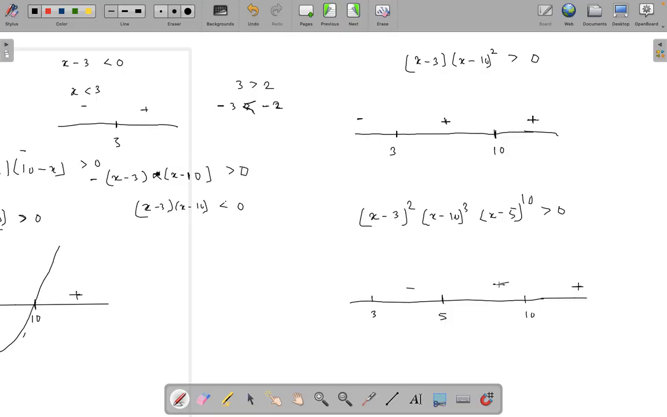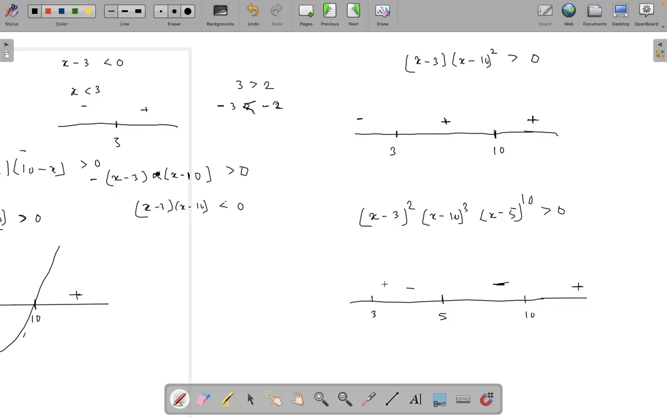So it was negative only below 3. And then x minus 5 to the power 10. If it is greater than 5, it is positive. If it is less than 5, it will also be positive because this square will not add any value. So it will only depend on this 10. If it is greater than 10, plus; if it is less than 10, minus. Now this will have no impact, so it will be the same.